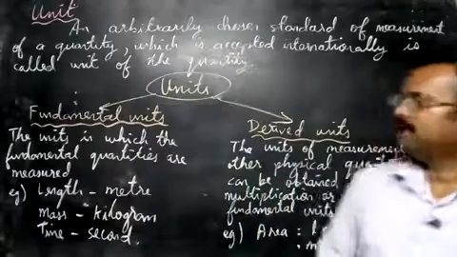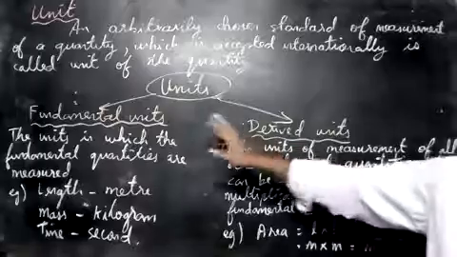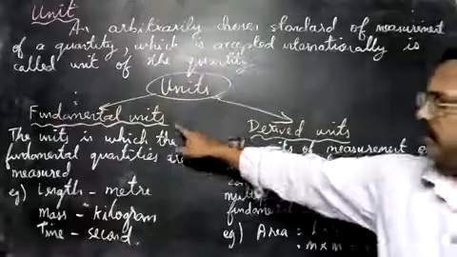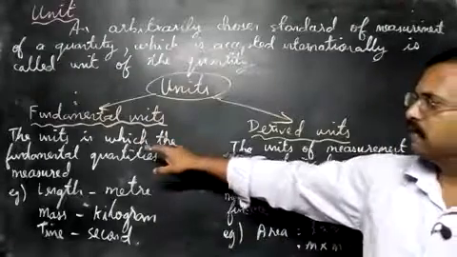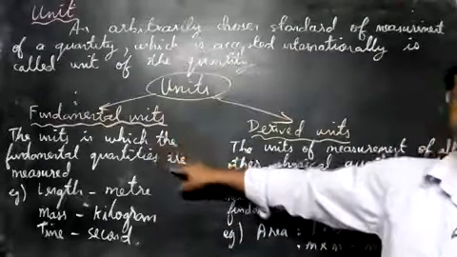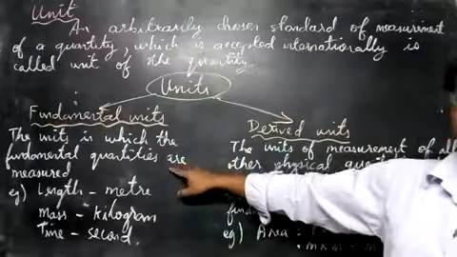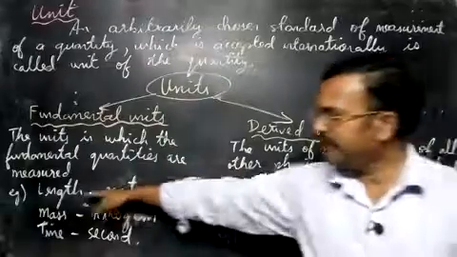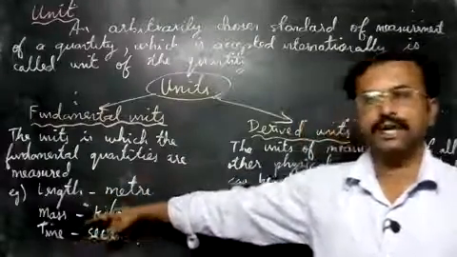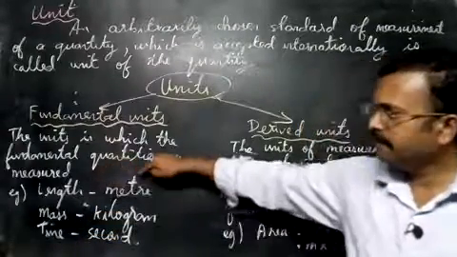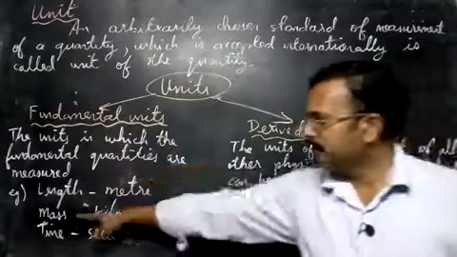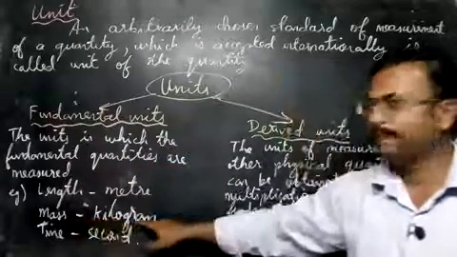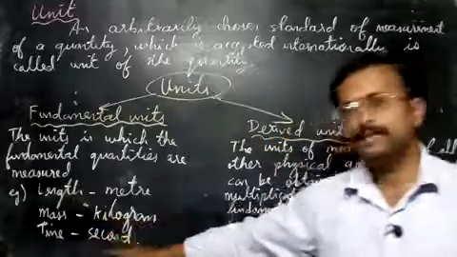Now let us see the different types of units there. So there are two types of units. One we say fundamental units. The other one is derived units. Fundamental units means what? The units in which the fundamental quantities are measured are called fundamental units. Example: length, mass, time are fundamental quantities. Length is measured in meters, so the unit of length is meter. Then the unit of mass is kilogram, and the unit of time is second.